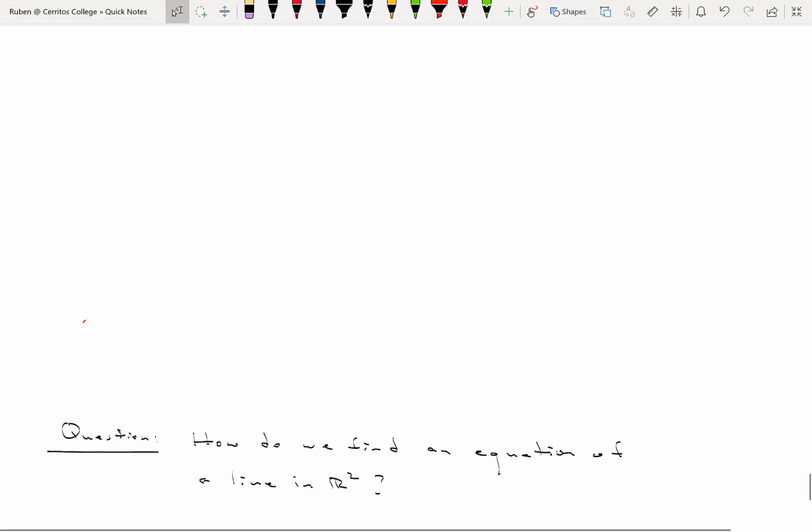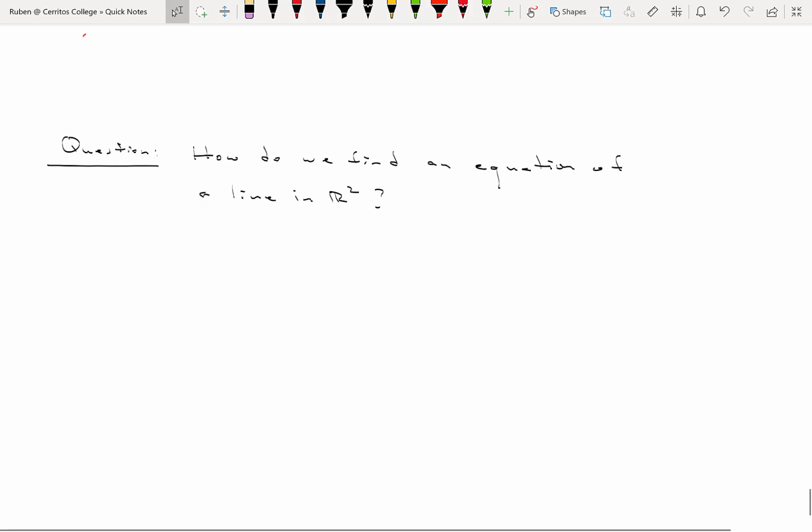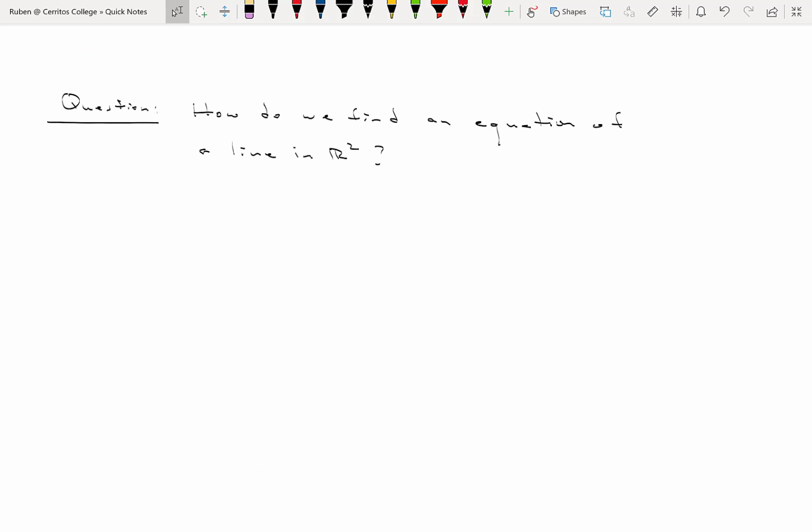Let's take a look back at something we did a lot of in algebra. The question is, how do we find the equation of a line in R2? So how do we find an equation of a line in the xy plane? After so many semesters of calculus and pre-calc and algebra, this should be pretty automatic for you, as long as the line is not vertical.